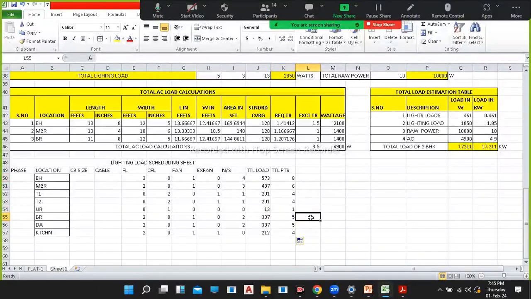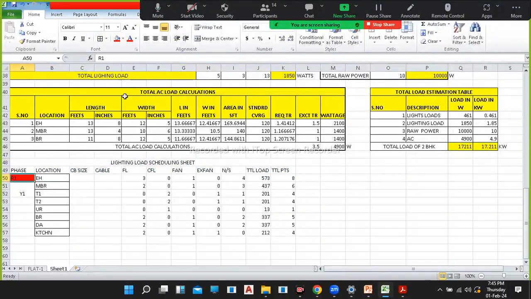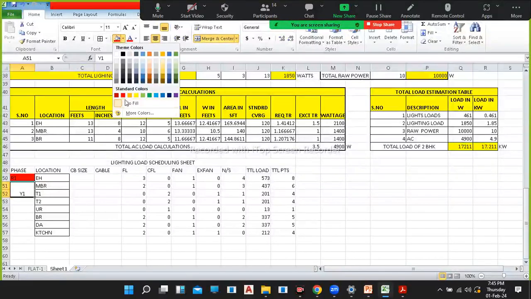Now, guys, what is the standard condition for the lighting load scheduling sheet? On one phase we can give a maximum load of 1800 watts and the number of points is 12. First, can I add up 573, 470, 437? No, because 573 plus 437 is more, 8 plus 6 points is also more. So this I'll give as the R1 phase. Next, coming to these two things, can I add up? Yes, I can add up, so I'll merge these two things, and I'll take this as the Y1 phase.